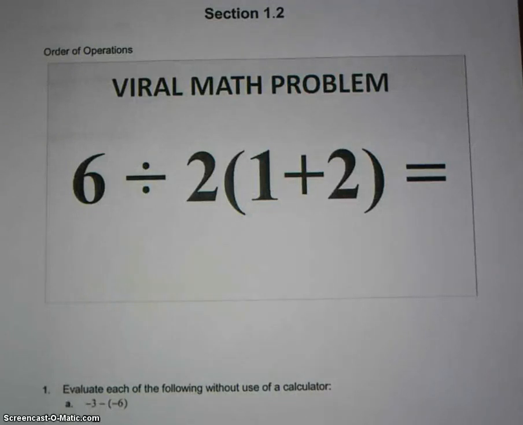Section 1.2. We're going to talk about some properties of numbers. The most important property we're going to talk about is called the order of operations. Now, when I teach this class face-to-face, I always ask the students who knows the order of operations. Raise your hand, and every hand in the room goes up. Everybody knows the order of operations.